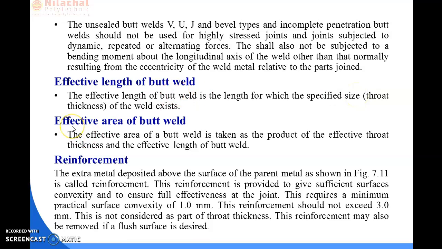Another specification is the effective area of the butt weld. The effective area of the butt weld is taken as the product of effective throat thickness and effective length of the butt weld. So it is given in the code book. We need this specification while solving problems regarding the welding connection. So today this much. We will discuss other specifications of the butt weld in the next class.